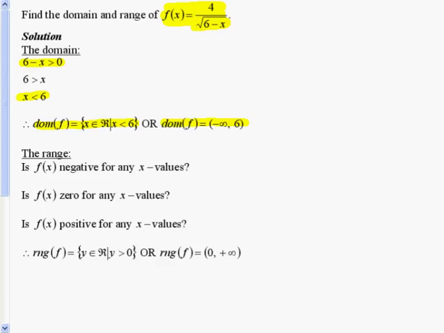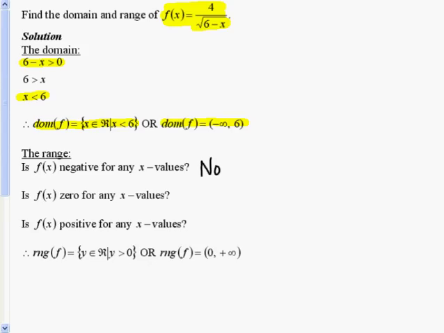The range of this function is a little more complicated to find. Let's ask ourselves several questions. First, is f of x negative for any x values? The answer there is no, because the numerator of the function is always positive, namely positive 4, and the denominator is always positive. So what this means is that f of x is never negative. There are no negative y values for this function.